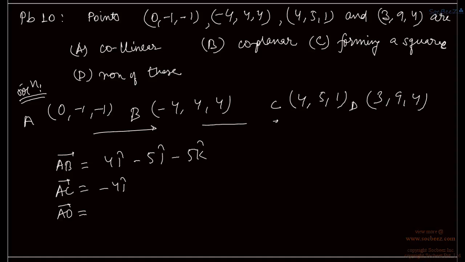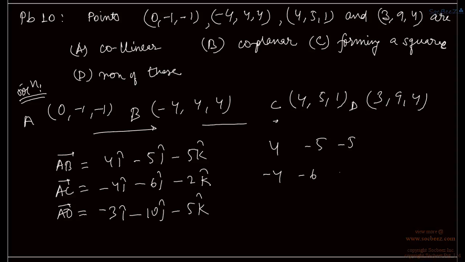The AC vector is 0 minus 4, minus 4i, minus 1 minus 5, minus 6j, minus 1 minus 1, minus 2k. The AD vector is 0 minus 3, minus 3i, minus 1 minus 9, minus 10j, minus 1 minus 4, minus 5k. So if these three vectors are coplanar, then the determinant of 4, minus 5, minus 5; minus 4, minus 6, minus 2; minus 3, minus 10, minus 5 must be equal to 0.